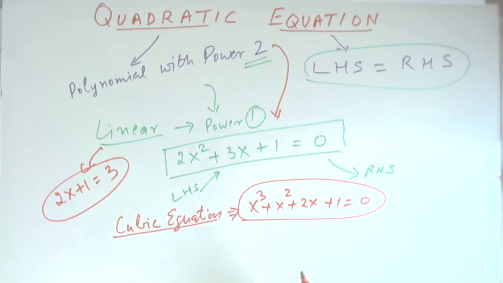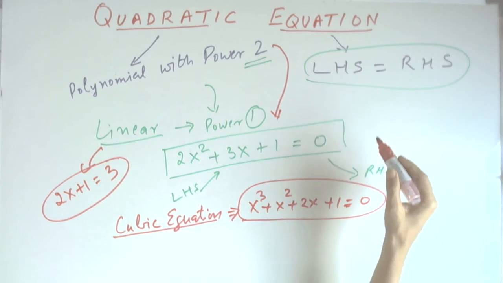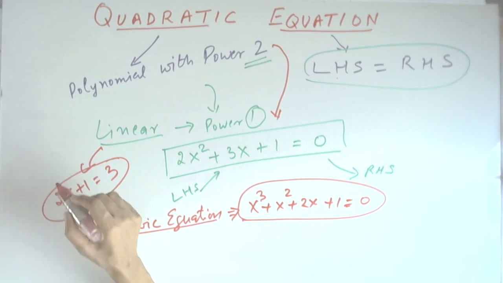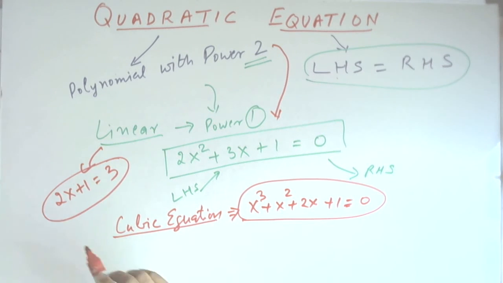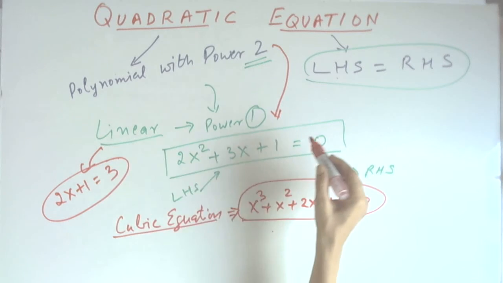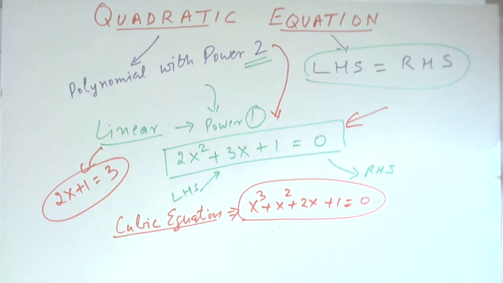And how to recognize, first of all we have to see that it is an equation. That means where left hand side is equal to right hand side, and also the polynomial should be having a power of 2. If the maximum power is only 1, then it is a linear equation, and if the maximum power is 3, then it is a cubic equation. So quadratic equation will have a power of 2, like x square, maximum power. That means an example is like this.